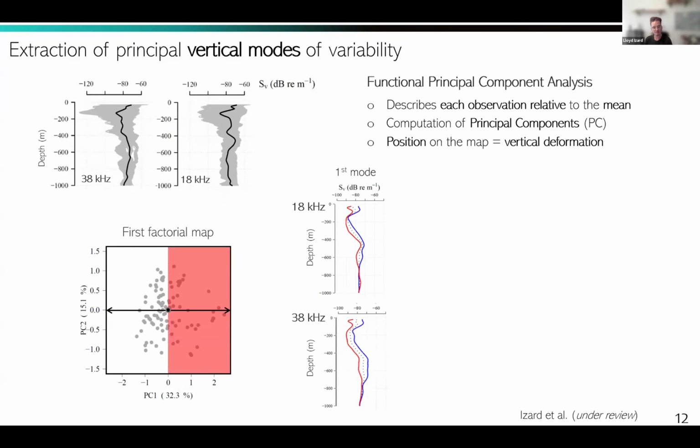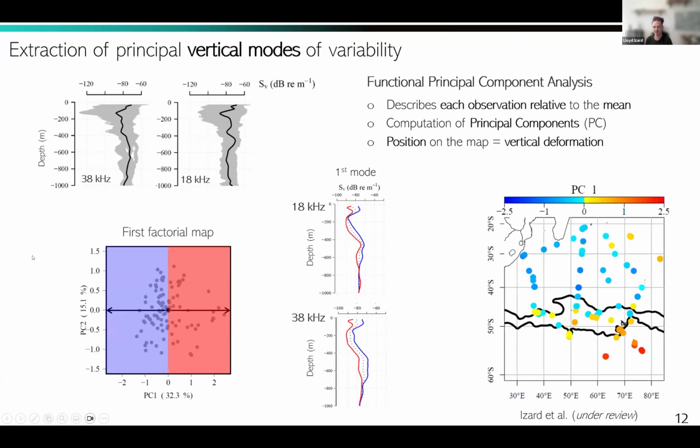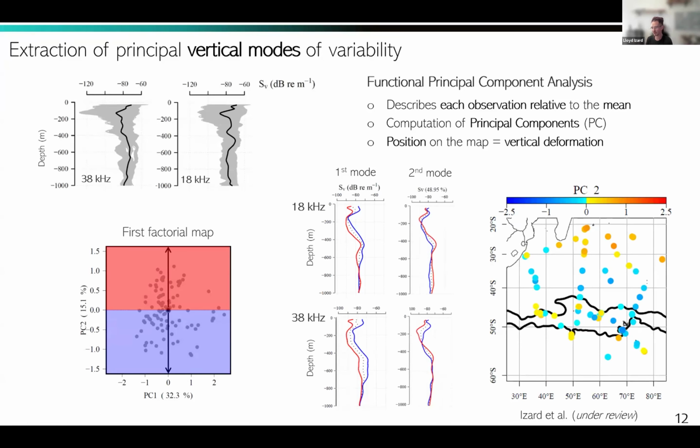The position on the map of this point indicates the vertical deformation of the pelagic system with respect to the mean observation. If your point is in the positive part of the x-axis here, the deformation of the observations will tend to have this red-shaped curve, and you'll get the opposite information in the negative part. You can then project the values of the principal component on the map, and you can actually observe a latitudinal gradient for this mode. You can, of course, do the same for the subsequent mode here on the y-axis, and that will give you complementary information on the vertical structuration in this area.